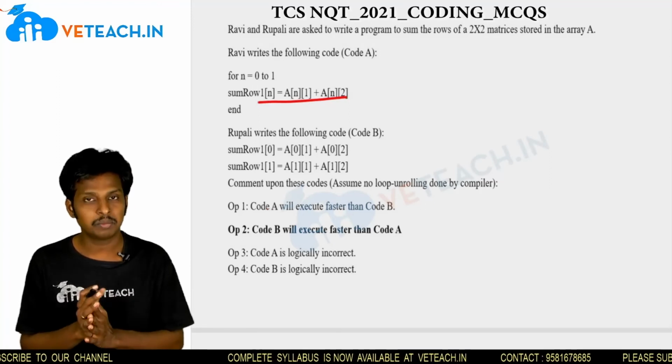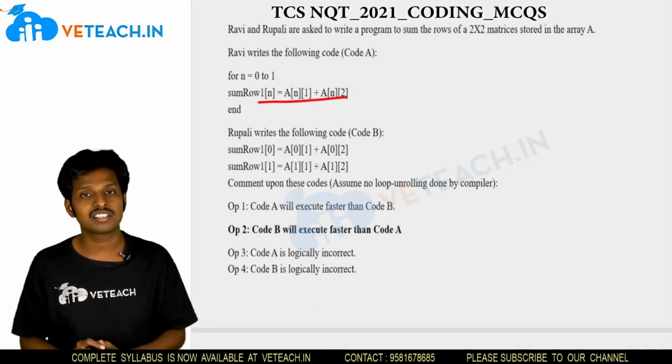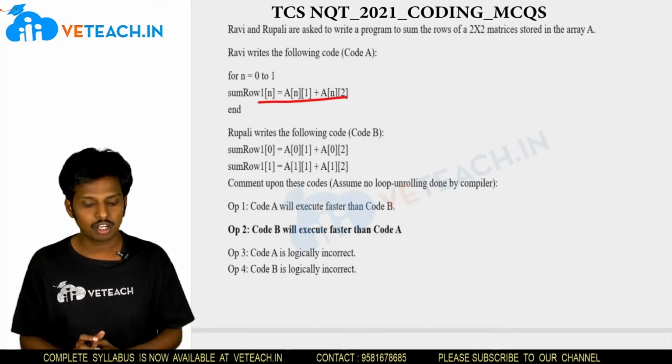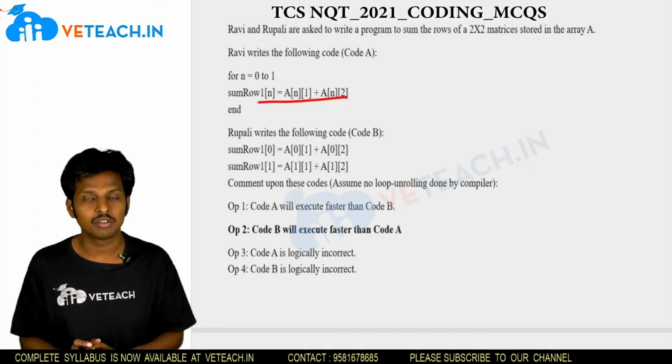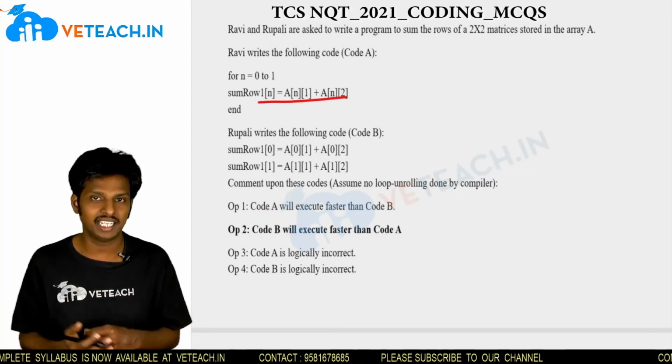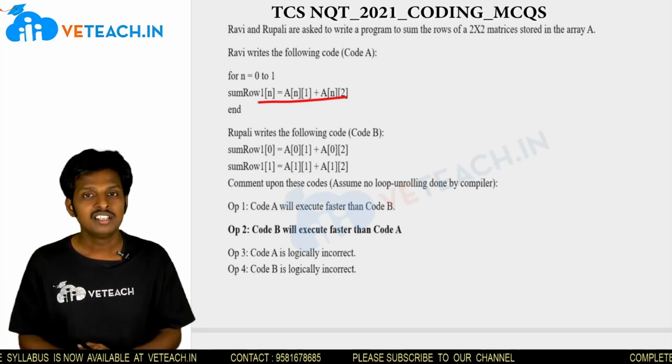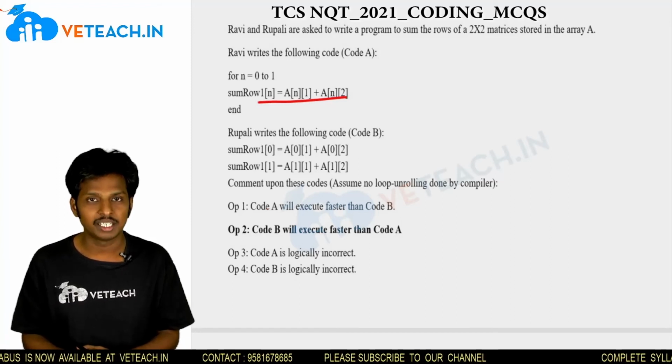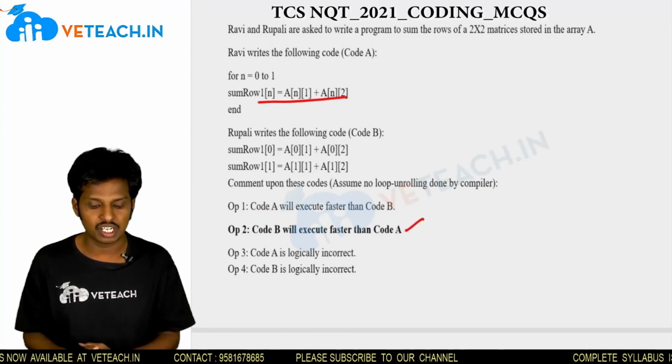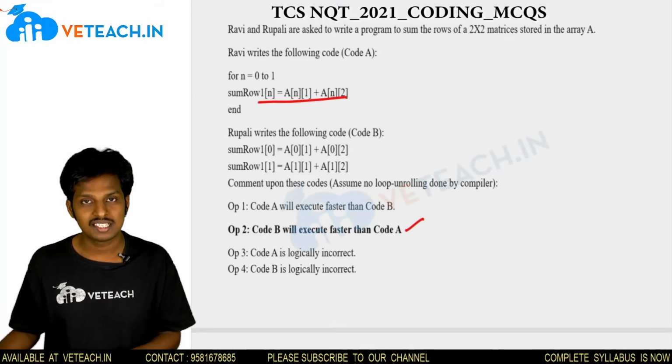So according to these statements, the second option is suitable, because since there were no looping statements written, we did not have to go back again and again to execute the values of I every time. So that's why code B will execute faster when compared with code A is the correct answer.